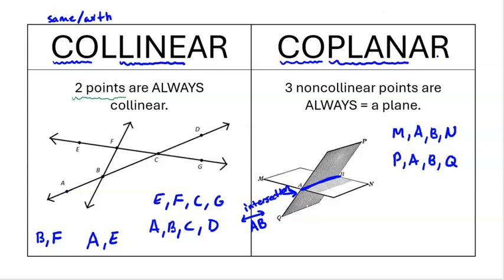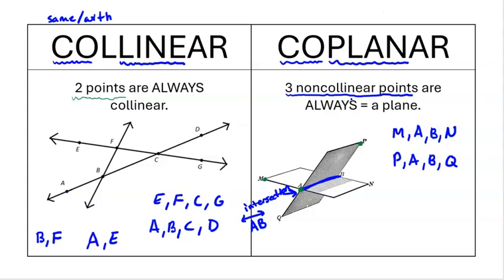And then remember, planes go on forever. So even though it looks like those planes are stopping, this would actually continue on forever. So the intersection between those two would be line AB. And if I were to ask you about, let's say, M, A, and P, and if I were to ask you if those are coplanar, my answer would be yes, because three non-collinear points are always going to define a plane.